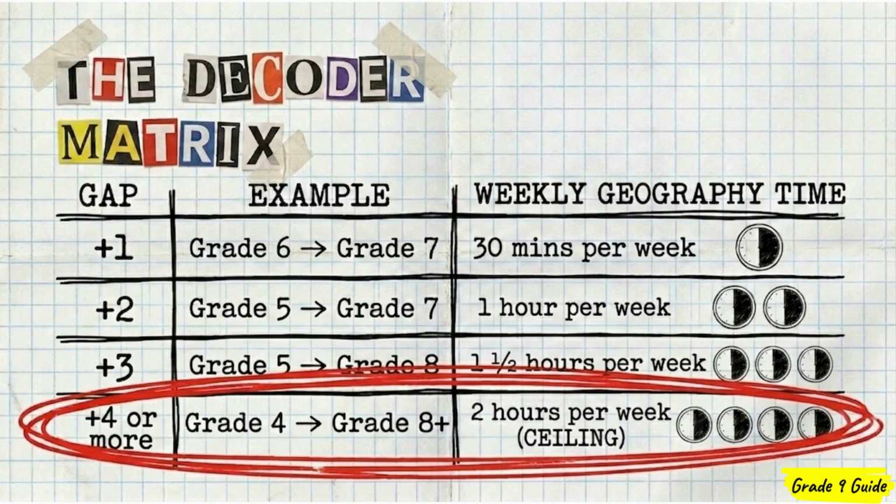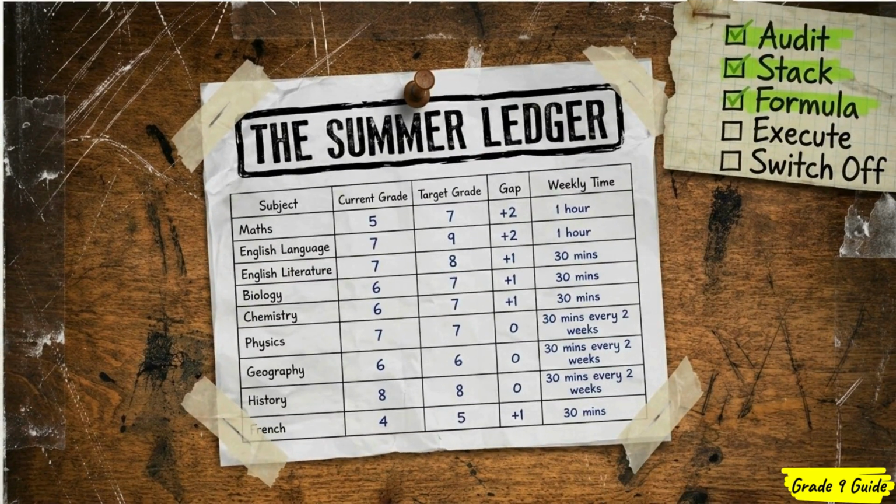A gap of +2 means 1 hour per week. A gap of +3 is 1.5 hours. And if your gap is +4 or more, 2 hours a week is your ceiling. That is it. Here is that exact breakdown, the same table you will find inside the ledger. Notice that for any subject, none of those weekly targets go above 2 hours.